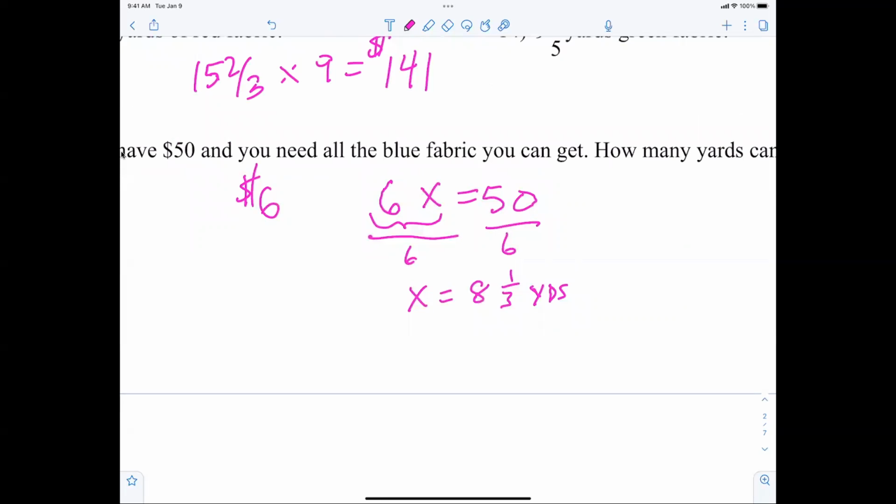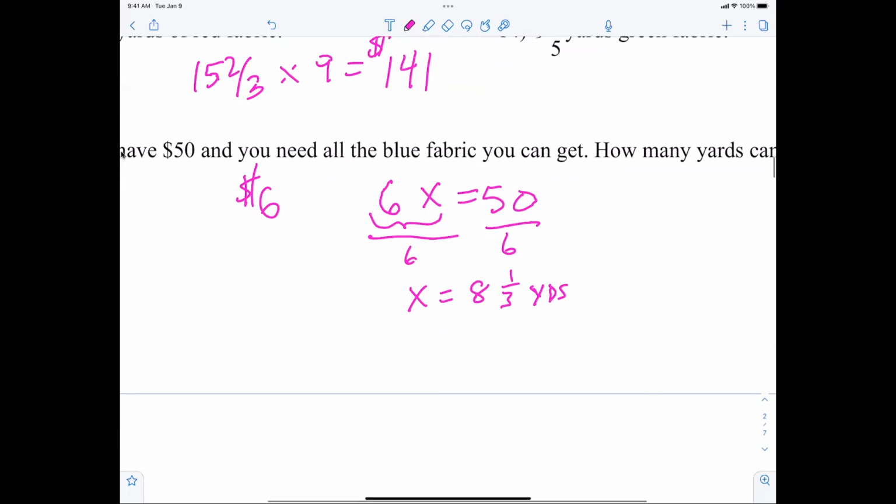I want 8 1/3 yards because we're dealing with what? Fractions. If you got 8.3 repeating, you should know 0.3 repeating is 1/3, because we've done it on almost every test now.